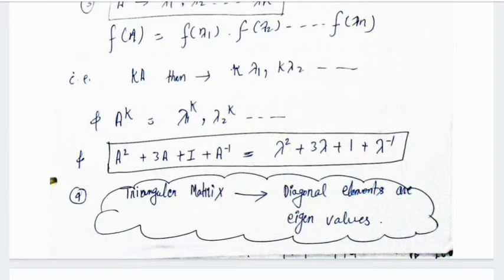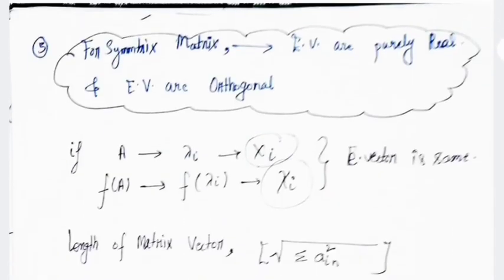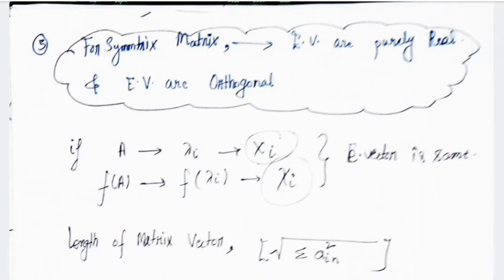Now come to the next, with the perspective of triangular matrix. We know that a triangular matrix is an upper triangular matrix or a lower triangular matrix. In that case the diagonal elements are the eigenvalues. This is the most important point for you. Now come to the next. In the case of a symmetric matrix, the eigenvalues are purely real and the eigenvectors are orthogonal.